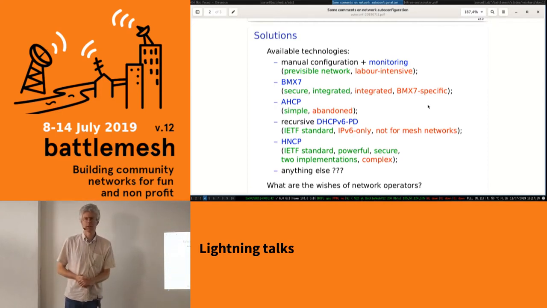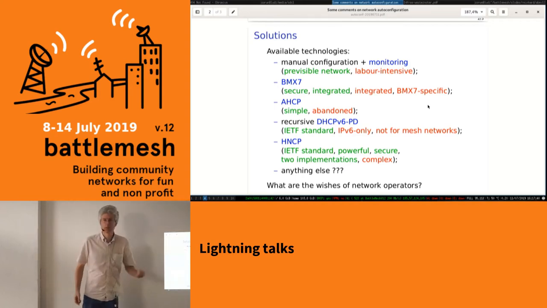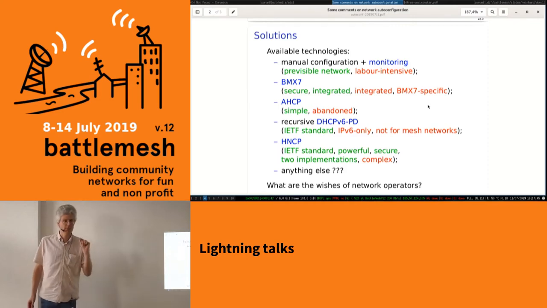We have tried on a small network. It does work reasonably well in mesh networks. And if there are other solutions, I would like to hear about them. And I would really like to know, if you're operating a mesh network right now, what is it that you would like for configuration? The answer, we're happy with manual configuration, is a perfectly acceptable answer to this question. Thank you for your attention.